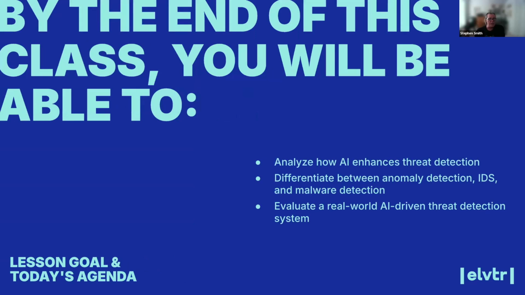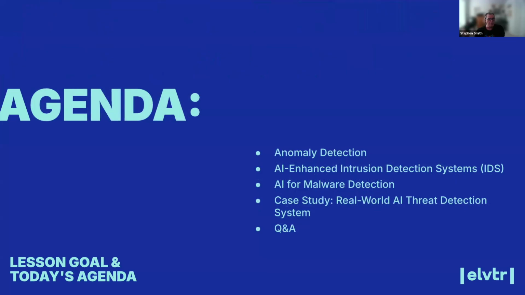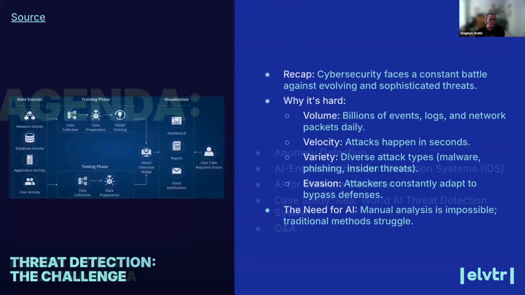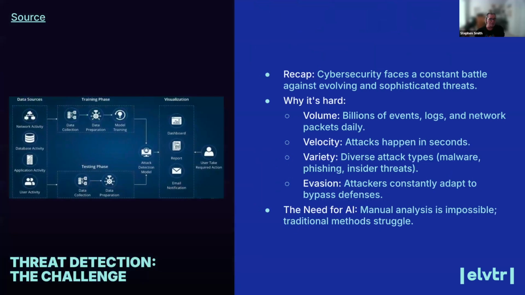Hopefully by the end of this class, we'll be able to understand how AI will enhance threat detection, differentiate between anomaly detection, intrusion detection, and malware detection, and be able to evaluate a real-world AI-driven threat detection system. We're going to talk about anomaly detection first, and then IDS, AI, and then the case study, and then we can do Q&A. I'm sure people have questions. Hopefully, we're not going to go 90 minutes of instruction.